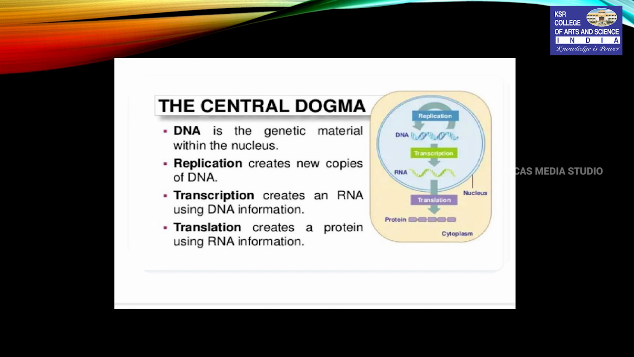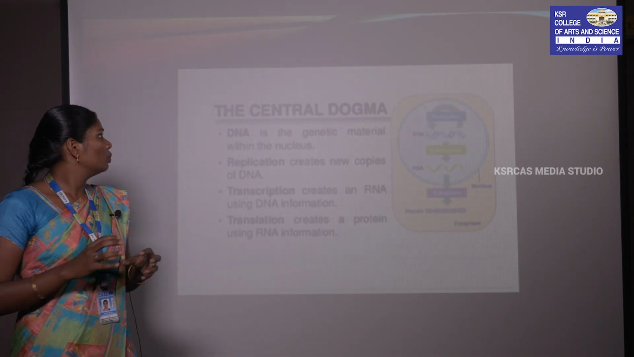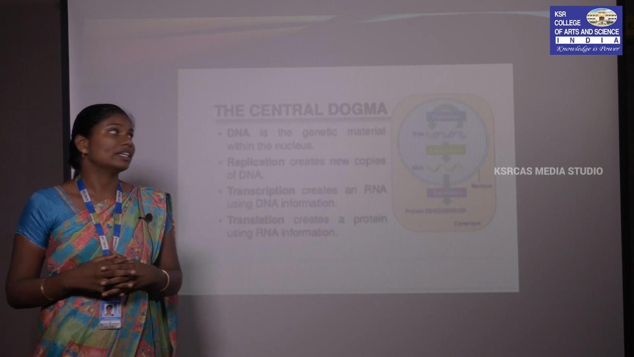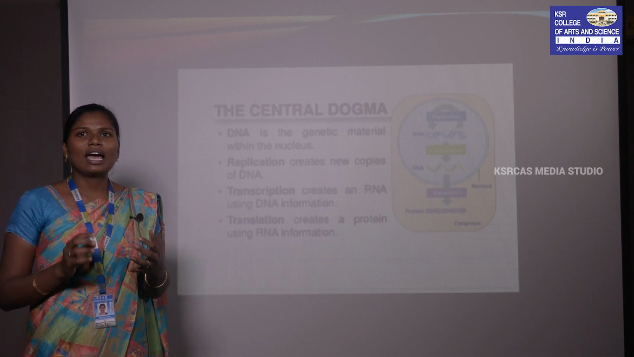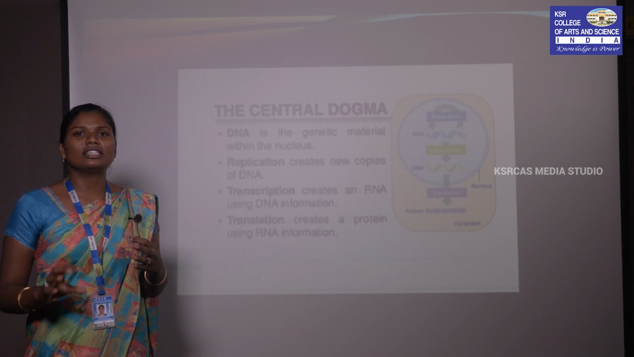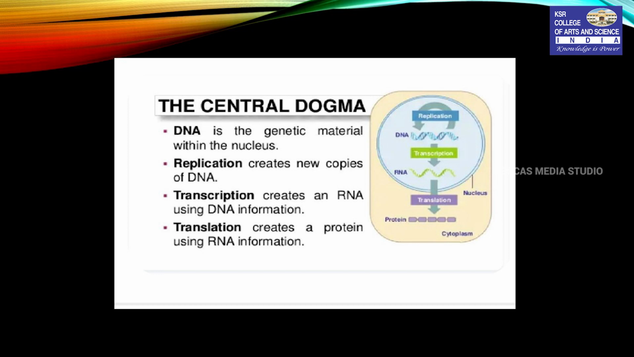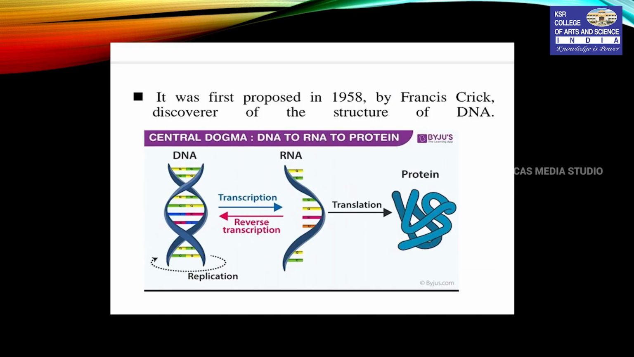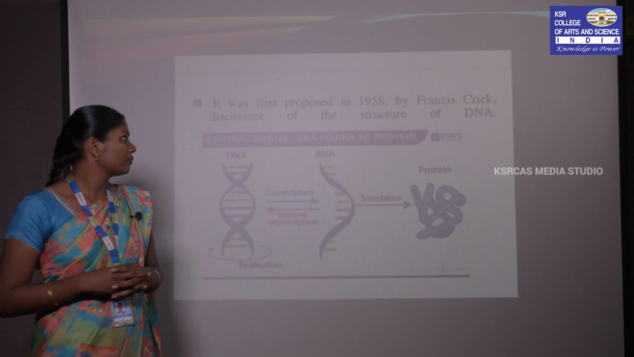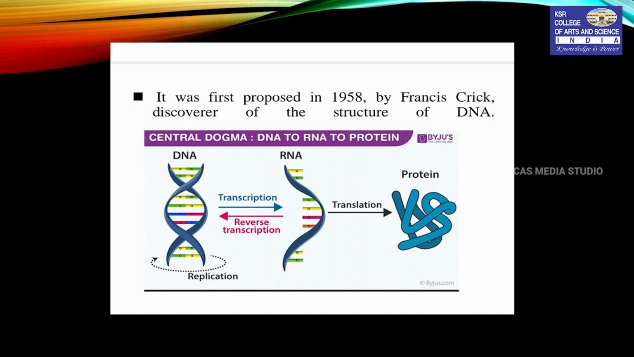What exactly is the central dogma? DNA is a genetic material which carries all the information within the nucleus. Replication, transcription and translation are the step-by-step processes involved in the central dogma of molecular biology. Transcription creates RNA from the DNA. Translation creates a protein from the RNA. It was first proposed in 1958 by Francis Crick, who discovered the structure of DNA. The diagram shows that DNA is replicated and transcribed into RNA, and RNA is translated into protein.